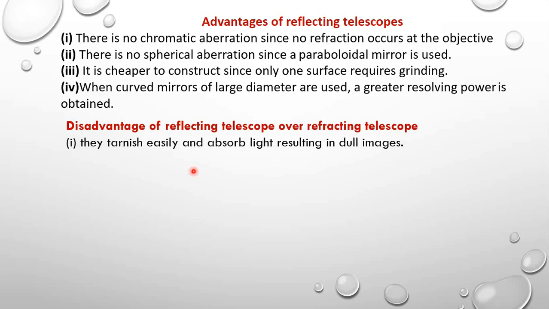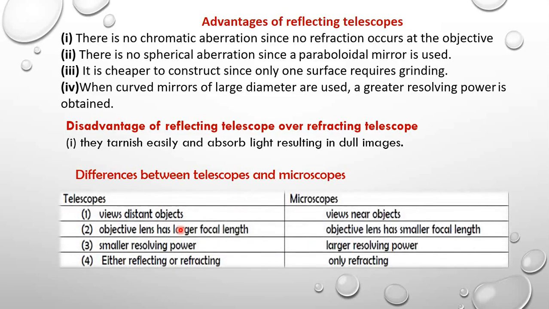Let's also look at the differences between the reflecting telescope and the refracting telescope. Let's look at the differences between the telescopes and microscopes. Here we had already talked about the differences between the telescopes and the microscopes, but we are going to just summarize those differences very fast. So here we have telescopes on this side, and microscopes on this side. We can see that telescopes are used to view distant objects, microscopes are used to view near objects.